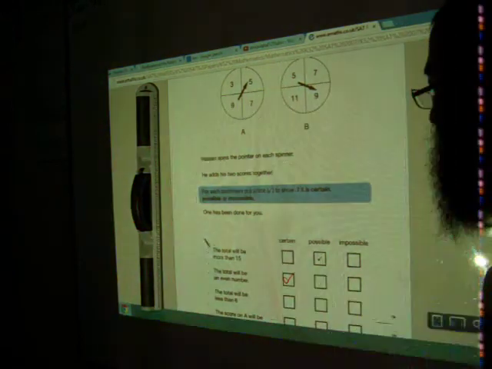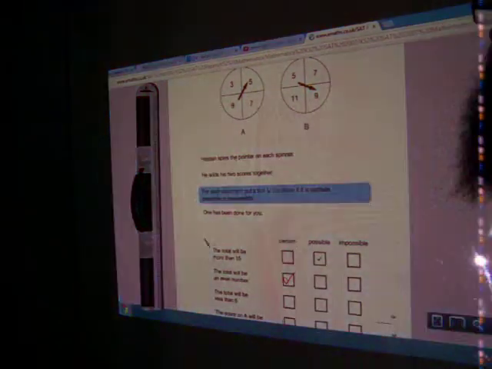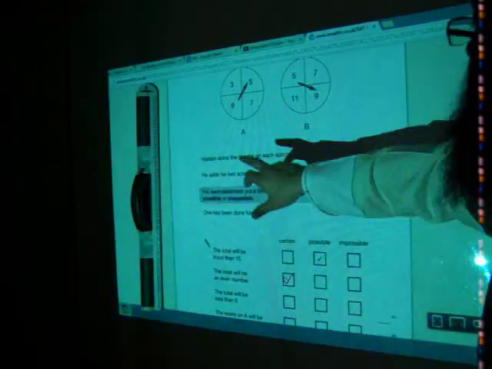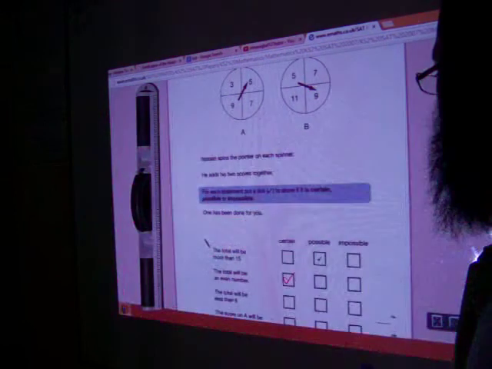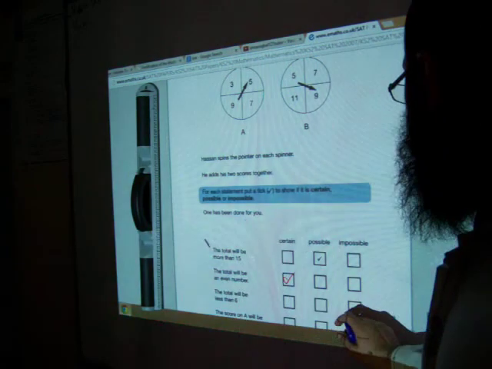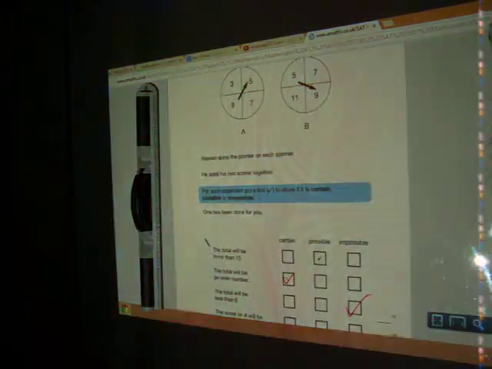The total will be less than 6. Can we get, well, the smallest number here is the 3, and the smallest number here is a 5, and 3 and 5 is 8. So that's not even possible. So that one should be impossible.